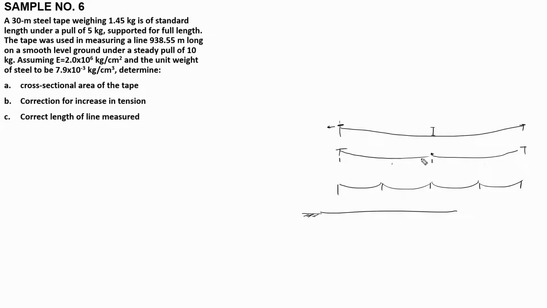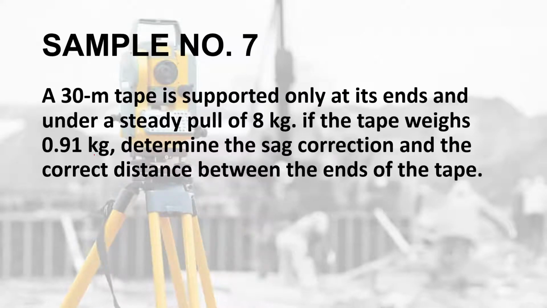Every quarter point, ito at midpoint. So, pwede rin na yung tatlo lang, hatiin sa tatlo. And then, para maging supported for full length siya, kailangan sa ground siya nakapatong. Tsaka dito, ang consider mo na lang talaga, yung pull force and temperature. So, anyways, sample problem tayo ng due to sag.